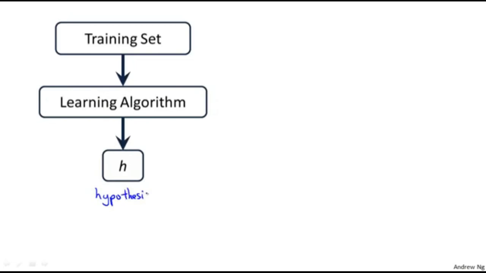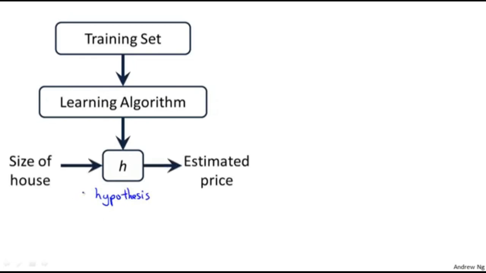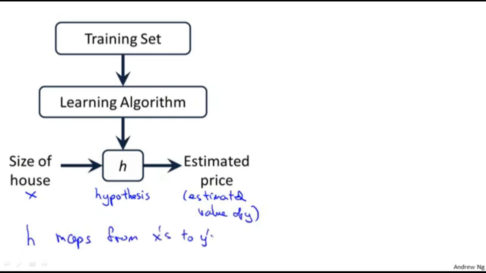And what the job of the hypothesis is a function that takes as input the size of a house, like maybe the size of a new house that your friend is trying to sell, so it takes in a new value of x, and it tries to output the estimated value of y for the corresponding house. So h is a function that maps from x's to y's.